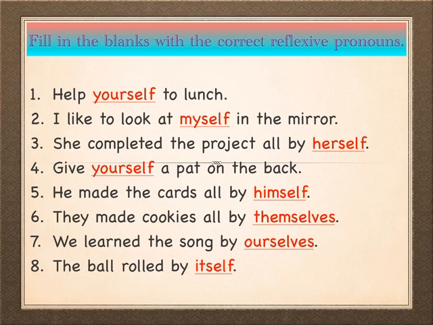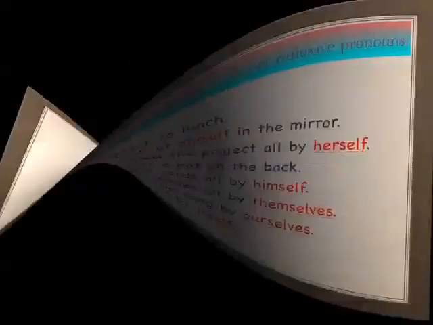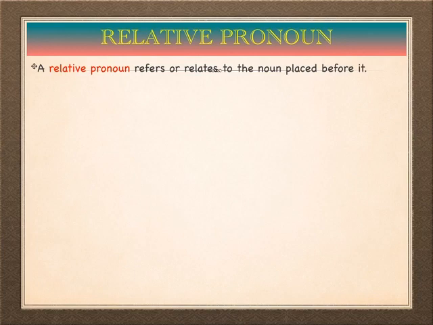Now let's move on towards our today's topic, which is the last type of pronoun, that is relative pronoun. So let's see what is a relative pronoun. A relative pronoun refers or relates to the noun placed before it. It means that the pronoun which shows the relation with the noun before it is said to be relative pronoun. It refers back to the noun that we already know.